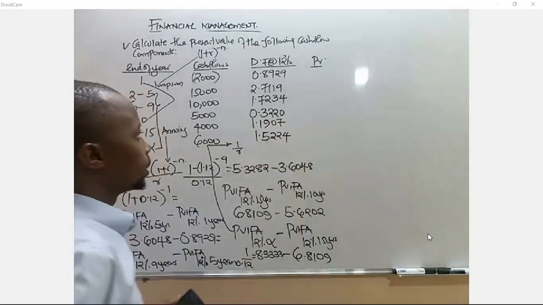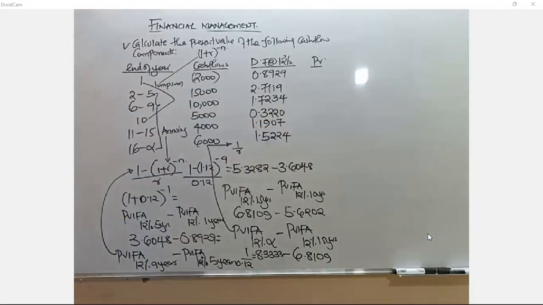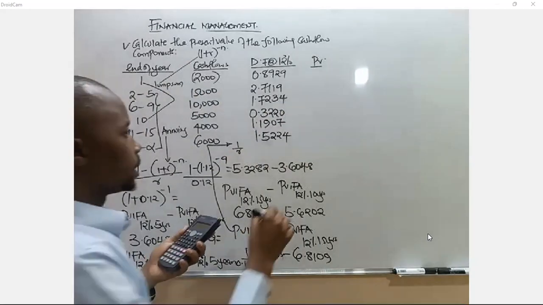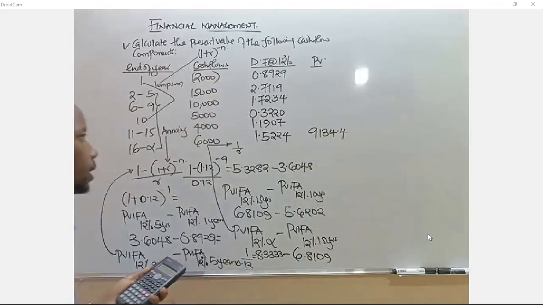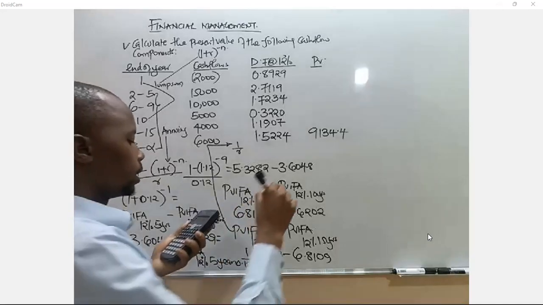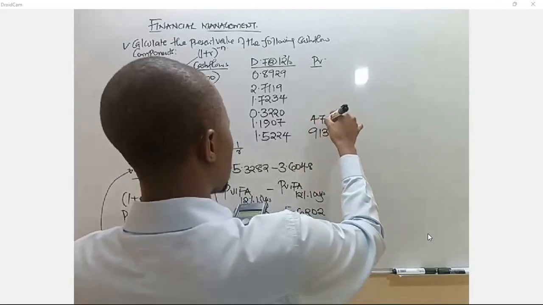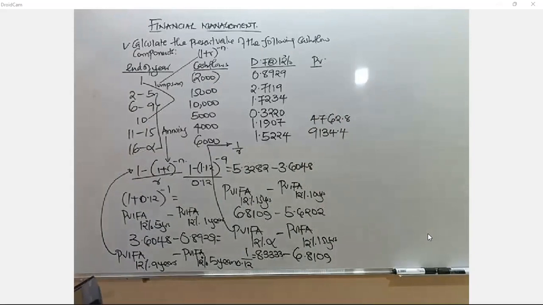The one that we are supposed to be getting is around 1.5224. Then allow me now to multiply with my cash flows to get my present value. The first one will be 1.5224 times 6,000. I'm supposed to be getting 9,134.4. The other one will be 1.1907 times 4,000. Now I'm getting 4,762.8. The other one will be 5,000 times 0.3220. We are getting 1,610.